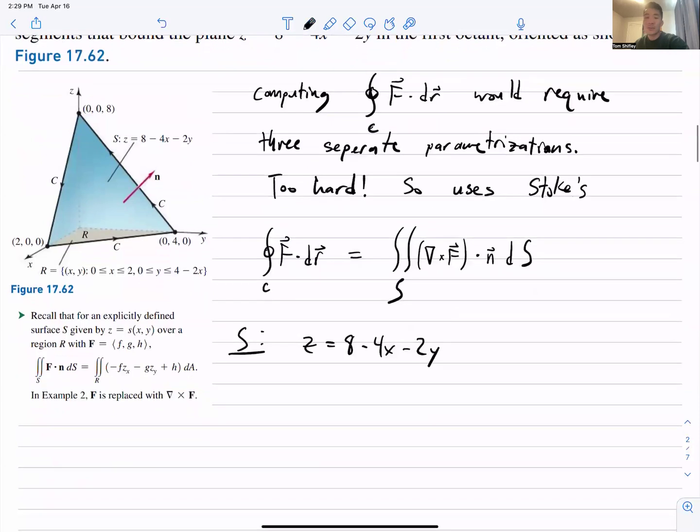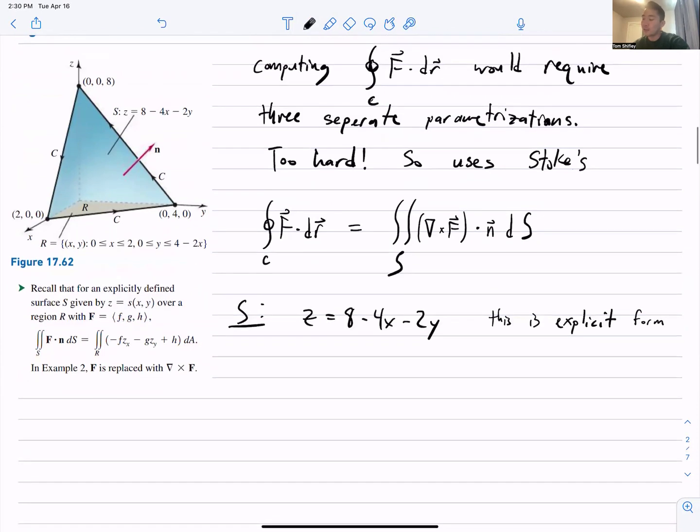And so the idea is when you have an explicit function like that, you actually can do a flux integral relatively easily, and I did this at the end of the last video, but we need to compute the curl of our vector field. And so this is our surface. This is explicit, i.e. not a parameterized version. This is explicit form. And so given the explicit form, we can use this formula. We'll plug that formula in a sec, but let's get the curl of our vector field first.